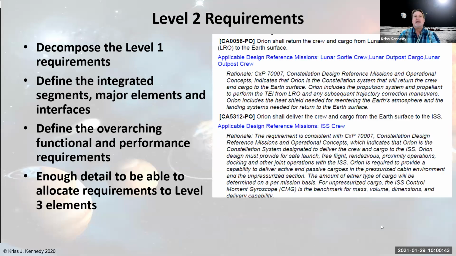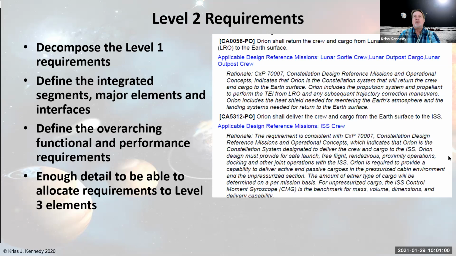Level 2 is that next level down, really decomposing level 1 requirements. They define the integrated segment and major elements and interfaces. They define the overarching functional and performance requirements in enough detail to be able to allocate to level 3.